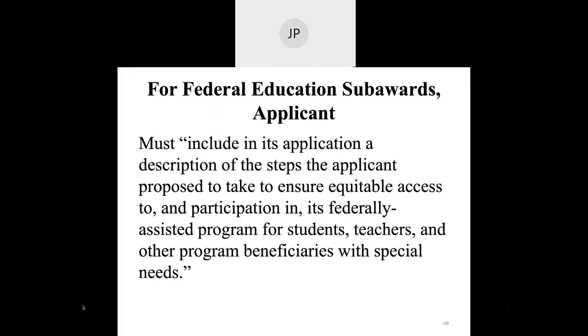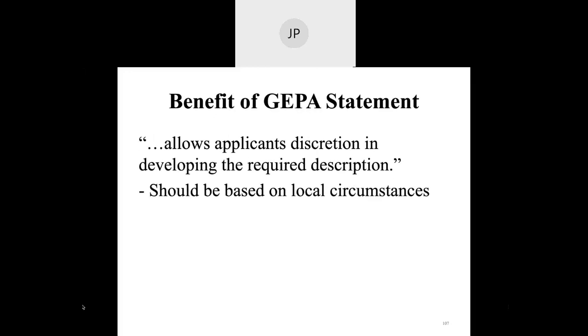So under GEPA, Section 427, a subgrantee needs to include in its application a description of the steps the applicant proposes to take to ensure equitable access to and participation in its federally assisted program for students, teachers, and other program beneficiaries with special needs. One of the benefits of a GEPA statement is that the language of the act allows the applicant discretion in developing the required description. It can be based on local circumstances. I think the underlying rationale is that the needs in Abbeville are not the same as the needs in Aiken, and so it allows an applicant to really tailor the GEPA statement to their unique circumstances.